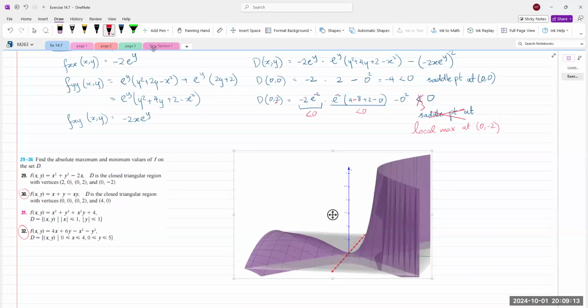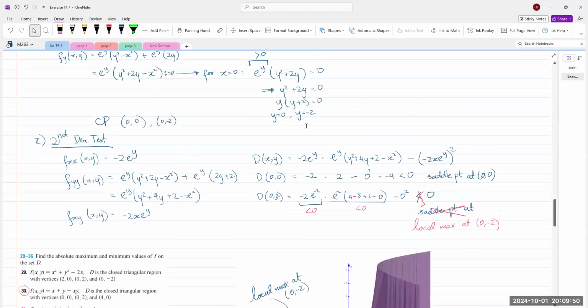So we have a saddle at 0, 0, and a local maximum at 0, -2. Yeah, this is the positive y-axis here. This is the positive x-axis. Okay, so this is the local max at 0, -2.